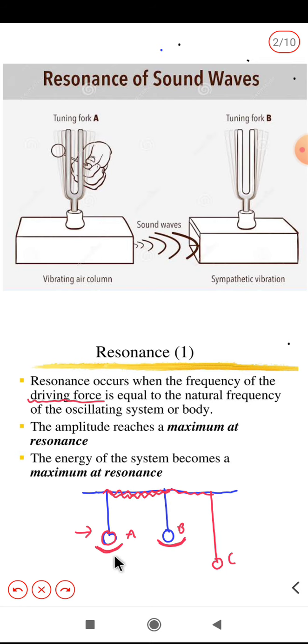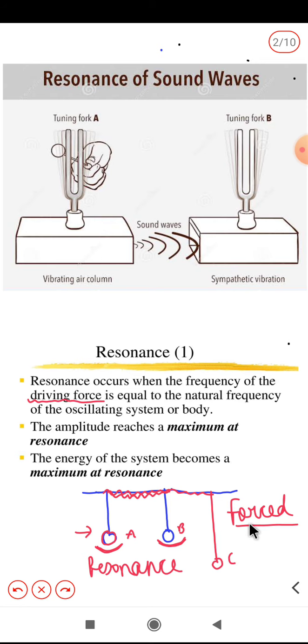B will also oscillate with the same amplitude because their natural frequency is equal. So, they will perform resonance. It means B will also oscillate with the same amplitude. Now, what about C? C will perform force vibration. This is also an example of force vibration, but in case of resonance, both the bodies will oscillate with the same maximum amplitude. In C's case, the amplitude may be different, but it will not be equal to that of A and B. So, C will perform force vibration.